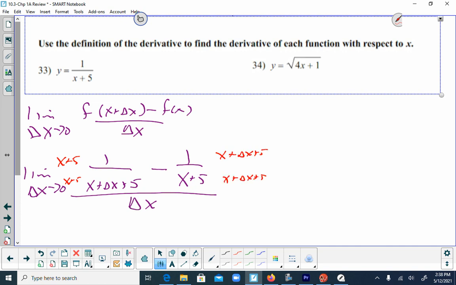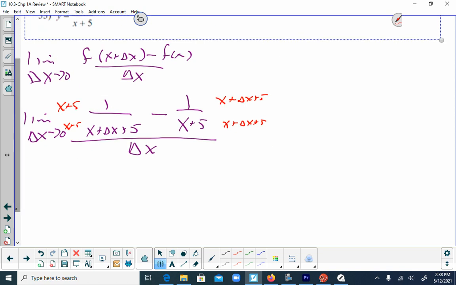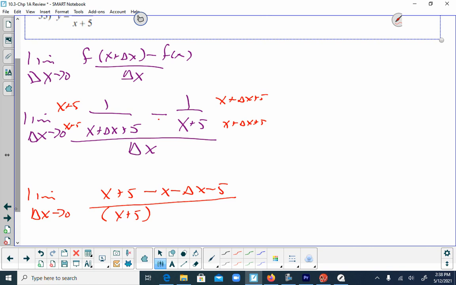And when I do that, I am going to have x plus 5, and then I'm distributing this negative sign, so this will be minus x minus delta x minus 5, and this is all over, and dear heavens, I'm not going to even try and multiply this out, x plus 5 times x plus delta x plus 5. Then this is understood to be over 1, so I'm going to multiply by the reciprocal, so 1 over delta x.